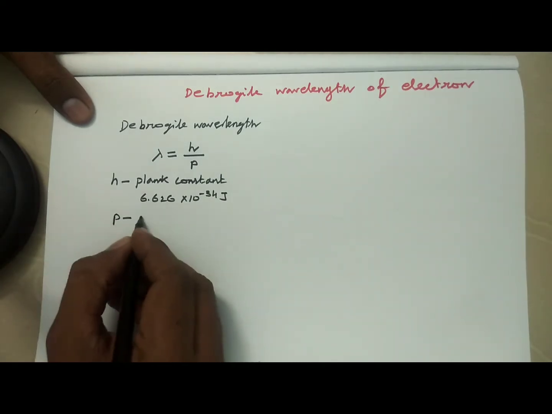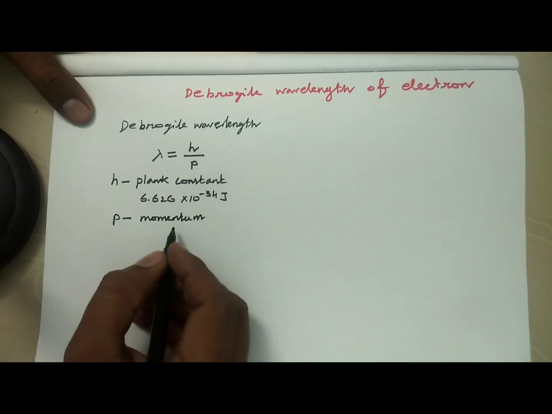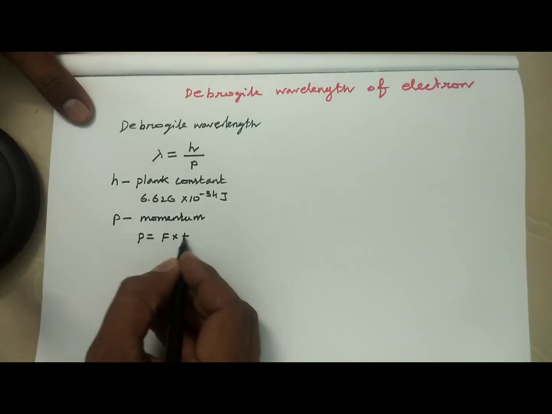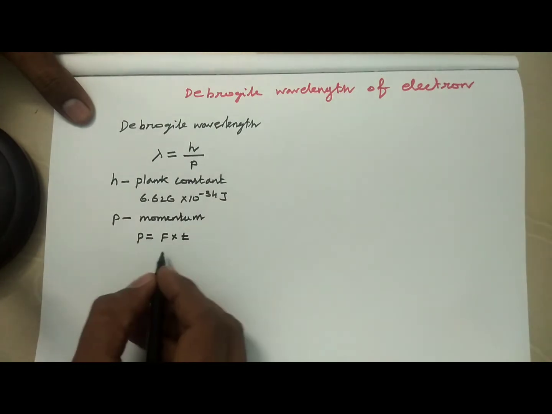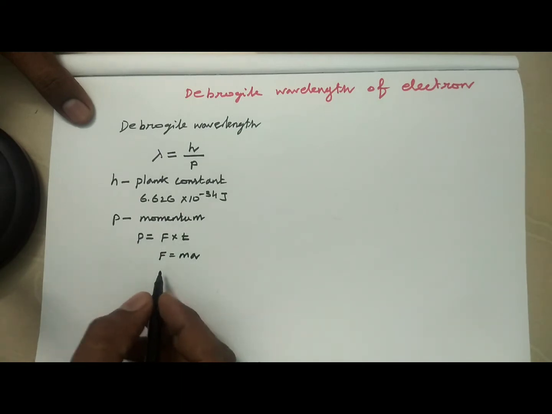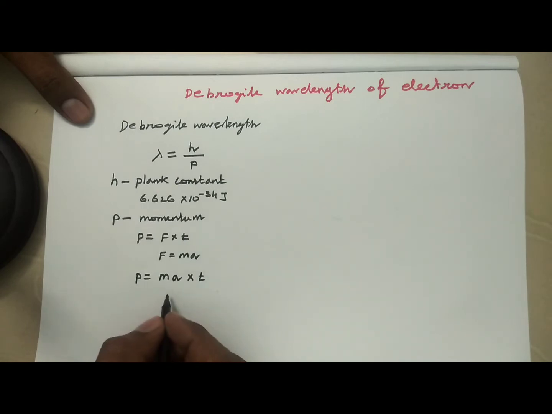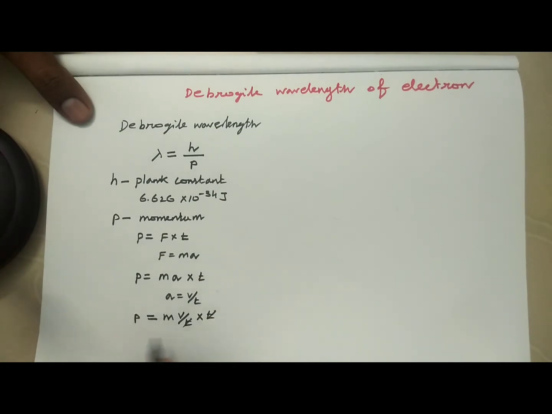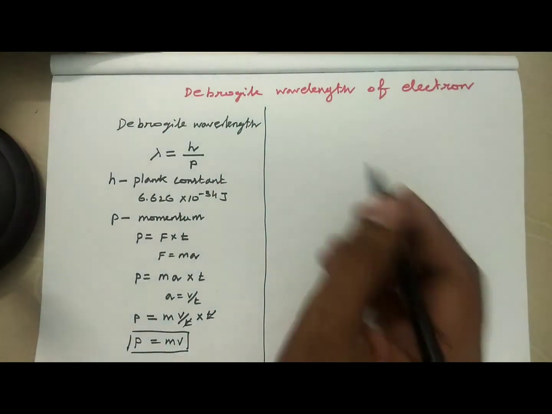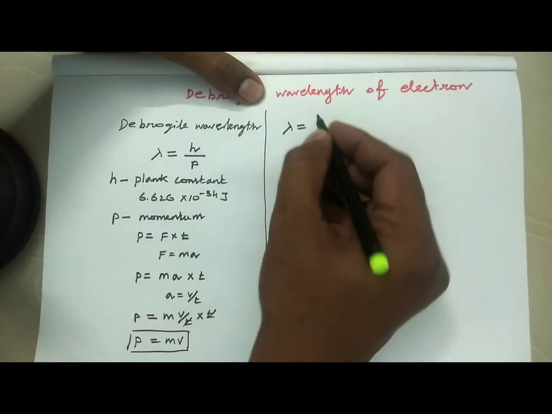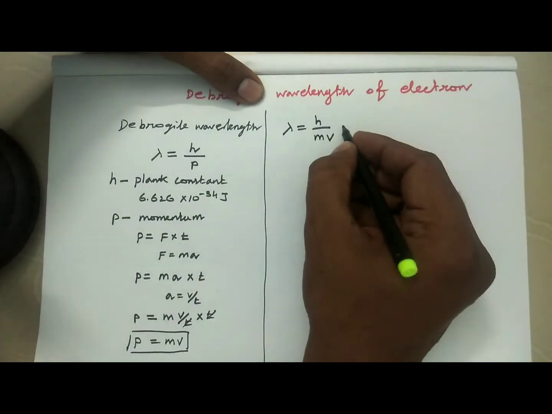So P, momentum. Momentum means P is equal to force into time taken. Force F is equal to ma according to Newton's second law of motion. Now we replace it: P is equal to ma into time taken, where a is velocity by time taken. So we can write it as m into velocity by time taken into time taken. So it cancels. So momentum is equal to mv. Now we can write it as lambda equal to h by mv. Take it as equation 1.